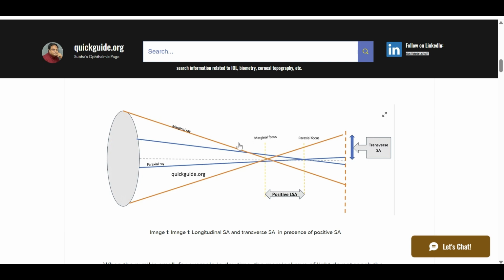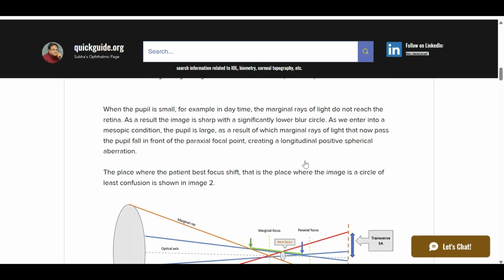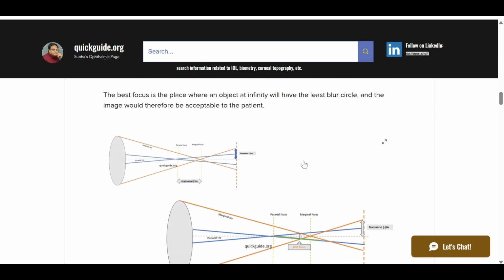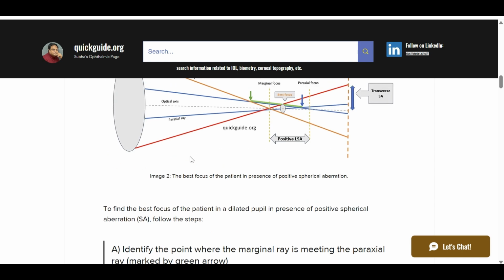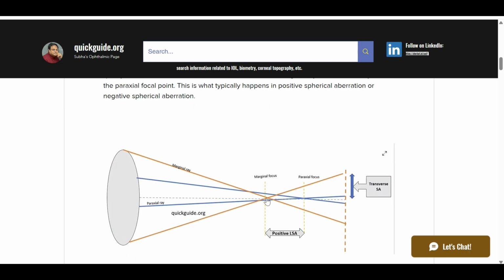So this is an example of a positive spherical aberration because the marginal rays of light are falling before the paraxial rays of light. Similarly, there is an example of negative spherical aberration. So here you can see that the paraxial rays of light are falling before the marginal rays of light, while in the other example, the marginal rays of light were falling before the paraxial rays of light. So this is an example of a negative spherical aberration, and here is an example of a positive spherical aberration because the marginal rays of light are falling before the paraxial focus points.